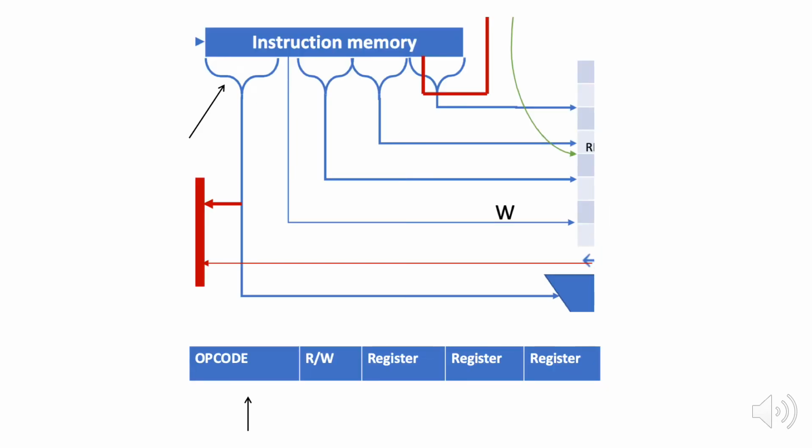Instruction memory holds the directions on what the program should perform. A line of instruction memory has these components. There is an opcode indicating the operation that should be performed. There's also a bit that indicates read R or write W. A read accesses the information in a register, while a write places information into a register.